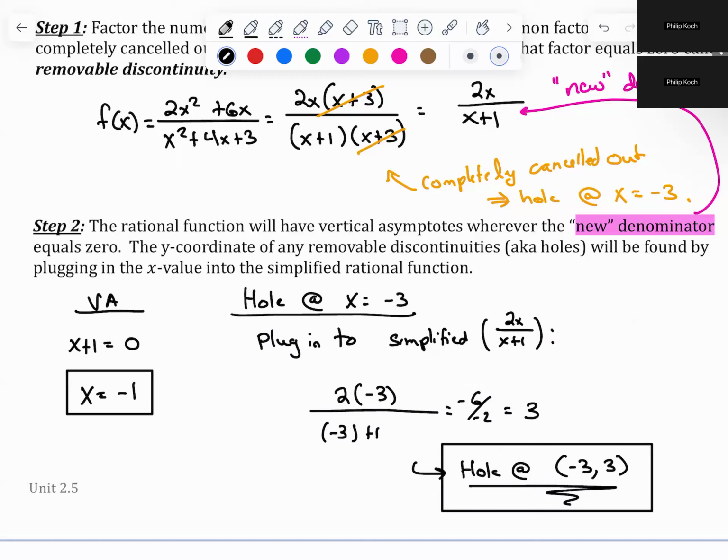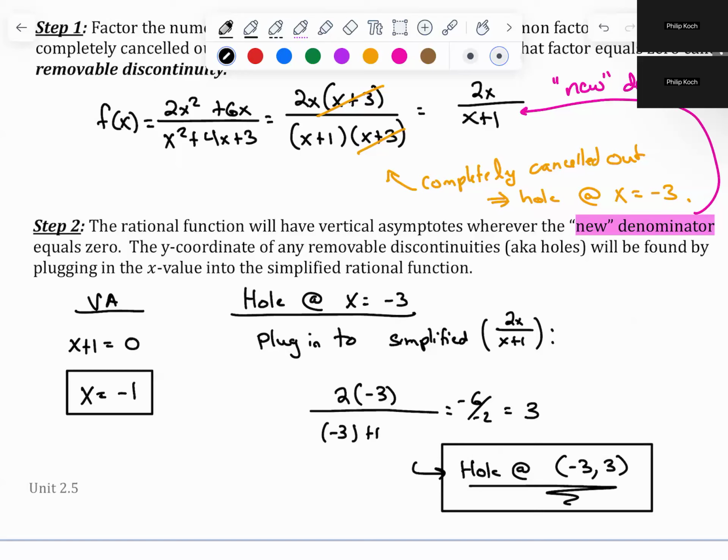So, in short, you factor everything, cancel any common factors. If anything gets canceled completely, there's going to be a hole where that factor equals 0. And then based on that, anything that didn't get canceled, anything in the denominator that equals 0, that's where you're going to have a vertical asymptote. And the holes will be found by plugging in the x value.